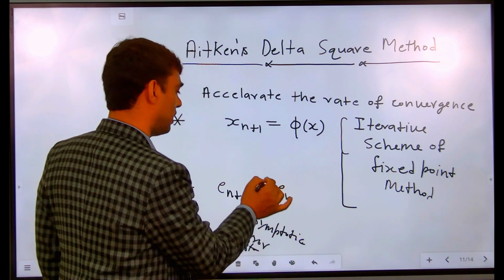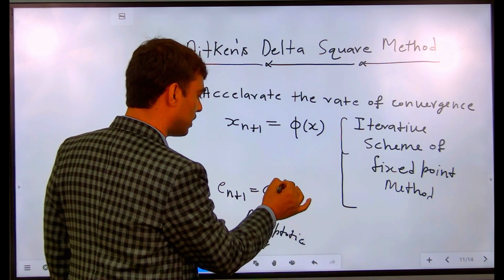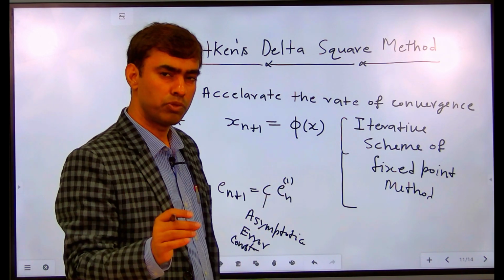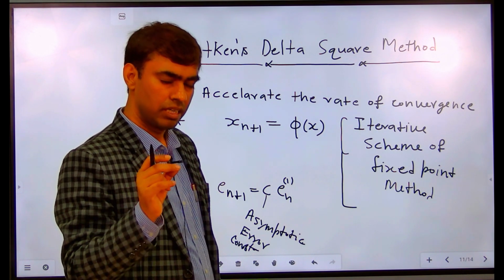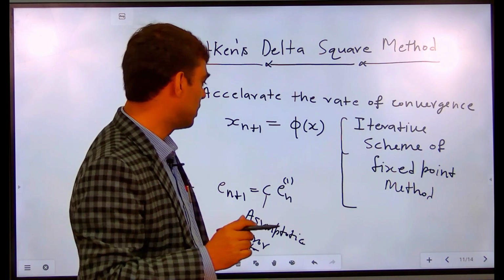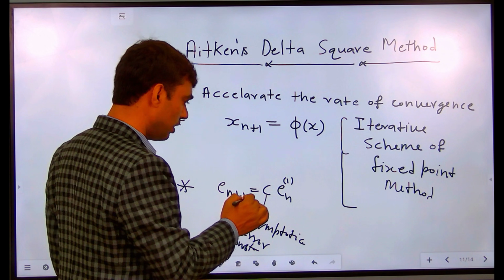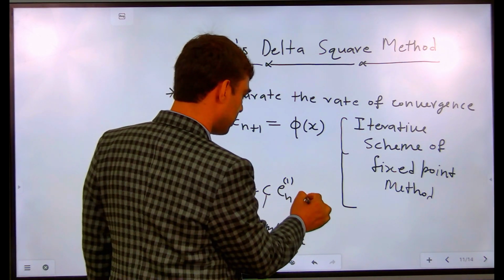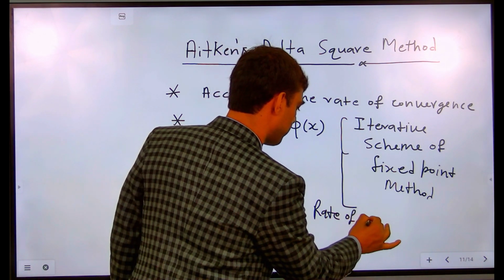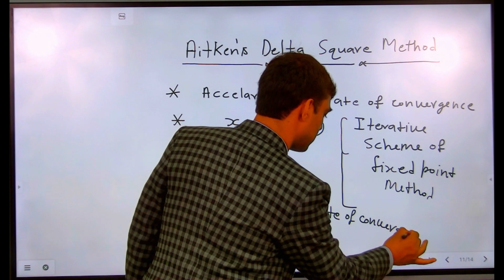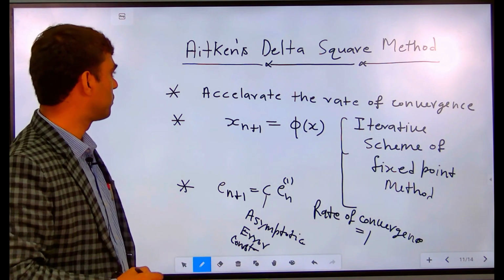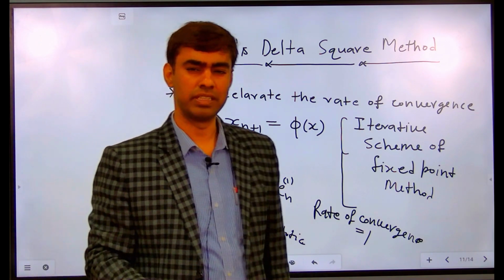And here what is the power of E_n? The power is 1. So here we talk about a fixed point method of order 1. For order 1, the rate of convergence is 1, meaning it converges linearly to the root alpha. So the rate of convergence is 1.